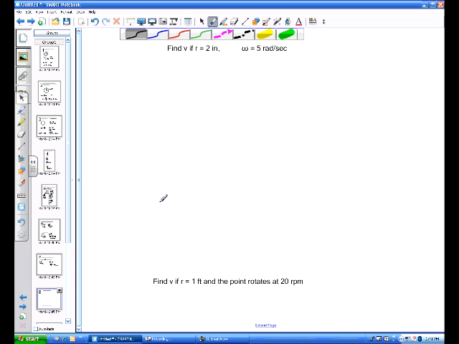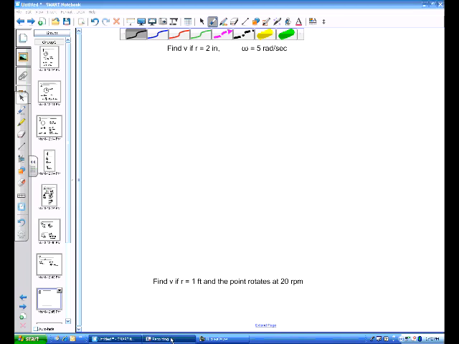So here we want to find our linear velocity, and we're given that we're going to do 2 inches, and our angular velocity is 5 radians per minute. Well, we need to look then at our formula for linear velocity based upon angular velocity. And I don't believe we've gotten that formula yet. So let's look at it.